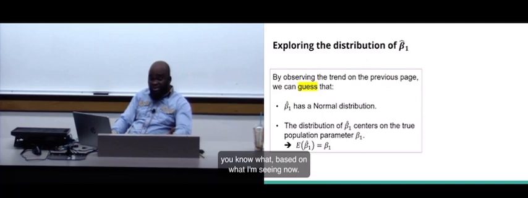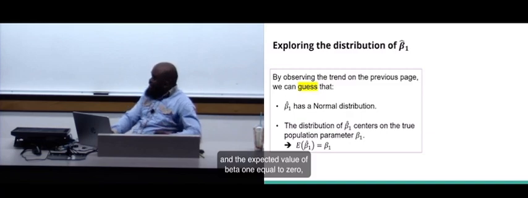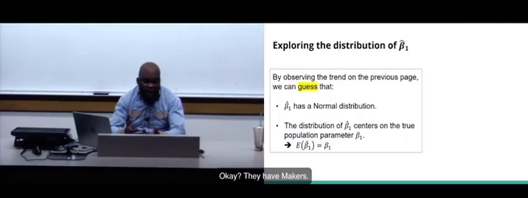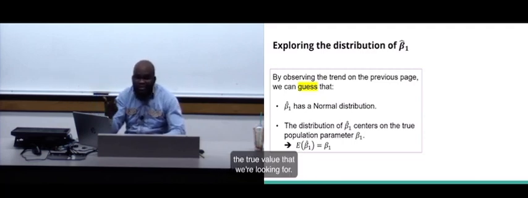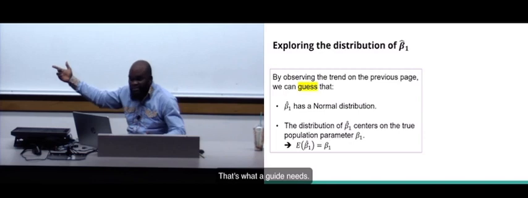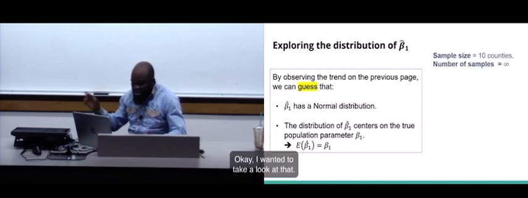Because of that, we're basically going to say, based on what I'm seeing now, beta 1 has a normal distribution, and the expected value of beta 1 equals beta 1. The expected value there is just the average of all the slopes. The average of all the slopes is basically going to be the true value that we're looking for. That's what that means. I wanted to take a look at that.